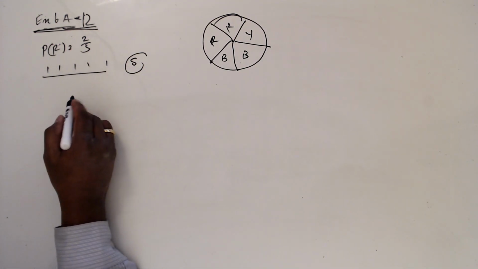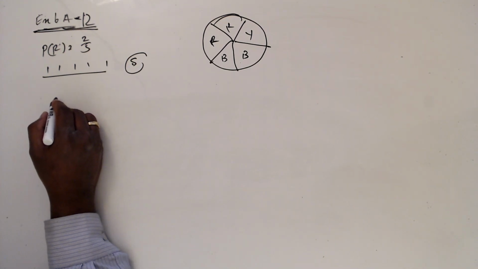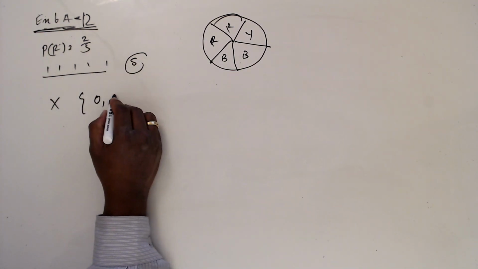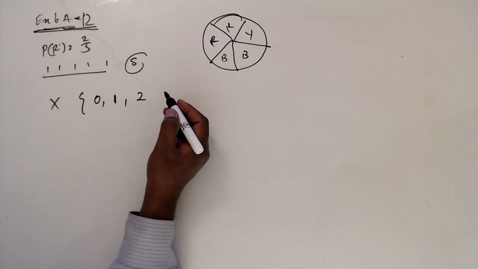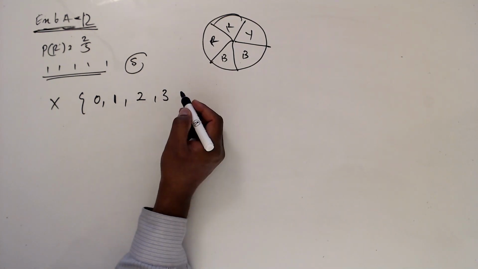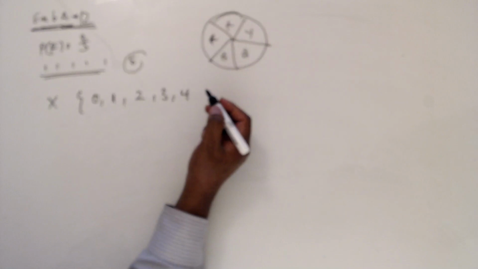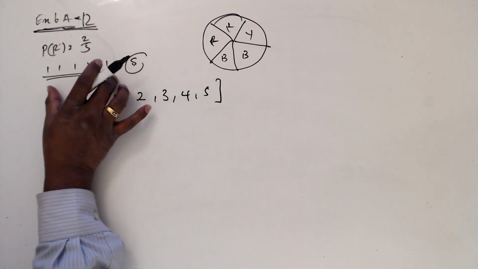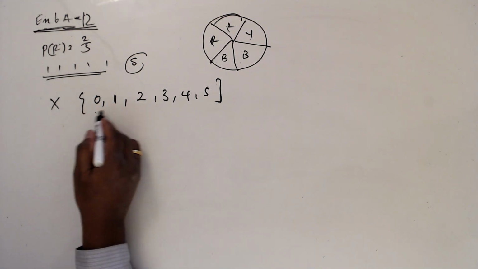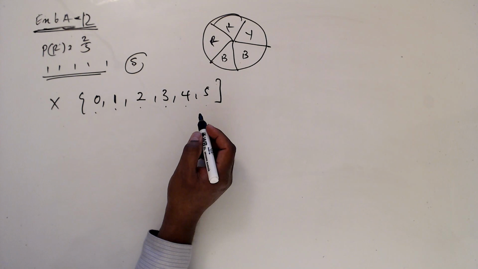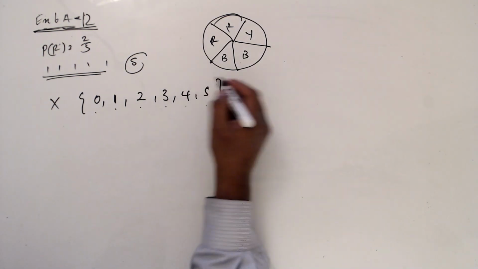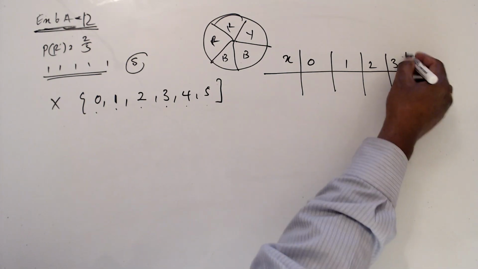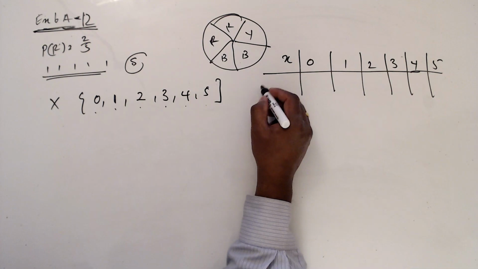In all 5 spins, sometimes for this variable X you will not get a single red. You may get 1 red, 2 reds, 3 reds, 4 reds, or 5 reds. So these are the possibilities when you spin a spinner 5 times. So the probability distribution is x: 0, 1, 2, 3, 4, and 5, and the probability of X equal x.